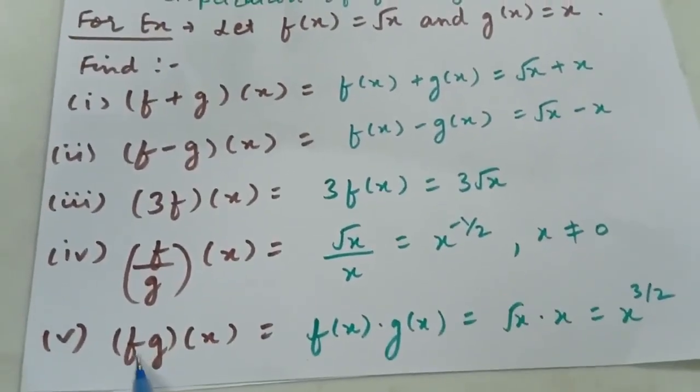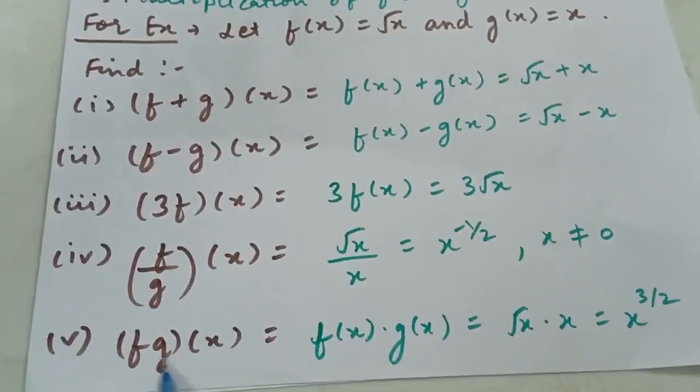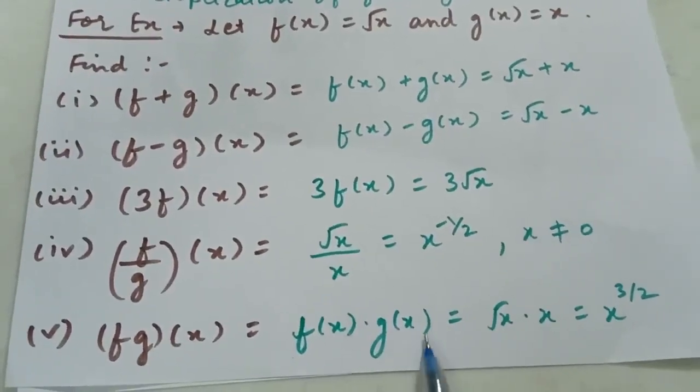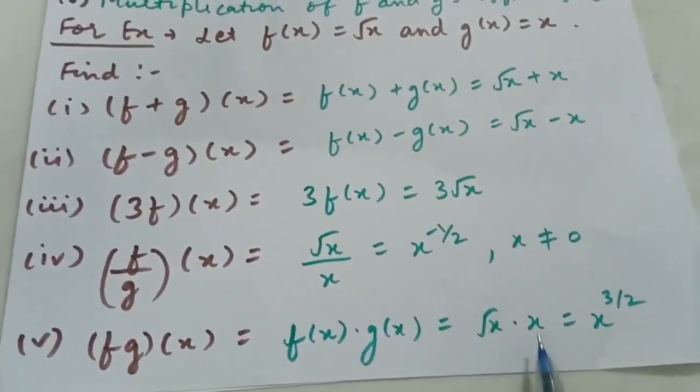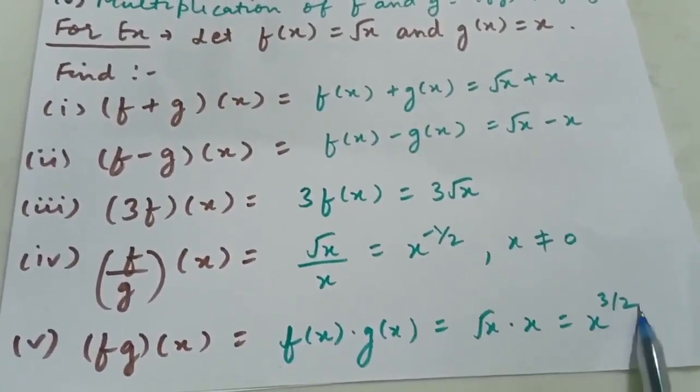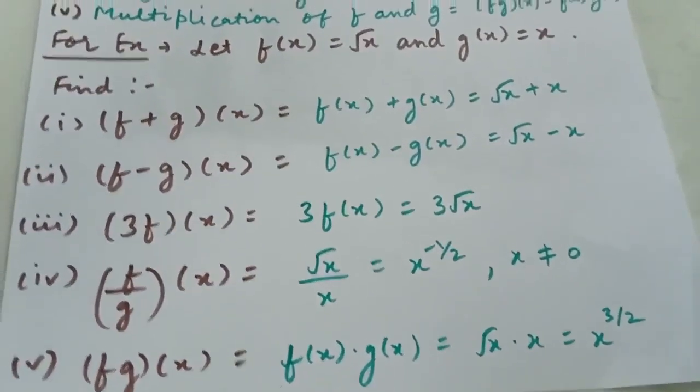Now, multiplication of two functions (fg)(x) is f(x) into g(x), that is root x into x, which is x raised to the power 3 upon 2. Right?